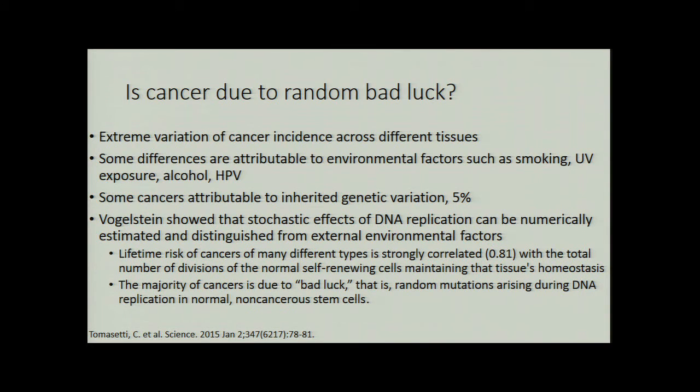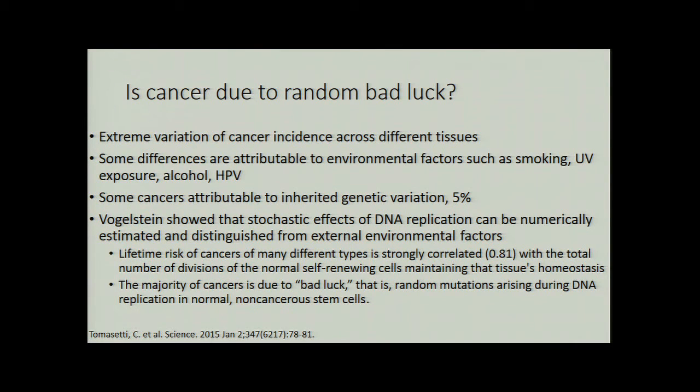There has been recent debate in the literature and the popular news about whether cancer is due to random bad luck. This is because there's extreme variation of cancer incidence across different tissue types. Some of these differences are attributable to environmental factors such as smoking, UV exposure, alcohol, and HPV infection. But environmental factors do not explain why, for example, cancers of the small intestine are 3 times less common than brain tumors, even though the small intestinal epithelial cells are exposed to much higher levels of environmental mutagens than are the cells within the brain, which is protected by the blood-brain barrier.